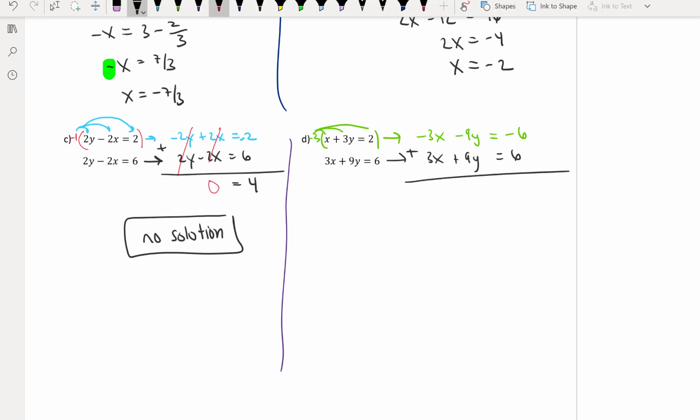So if I were to add that together, the x's cancel, the y's cancel, so that's 0, that's great. But now the 6 and the negative 6 also cancel. So this is 0 is equal to 0. So now that I have that 0 is equal to 0, well, that's fantastic. Now I know that I'm going to have infinite solutions.